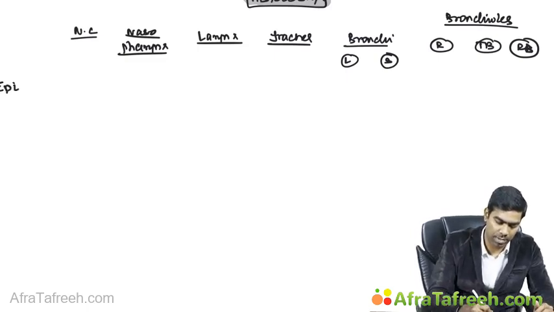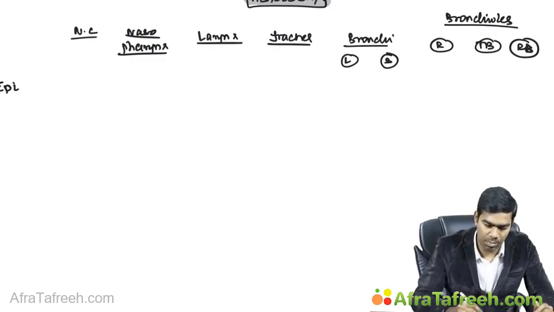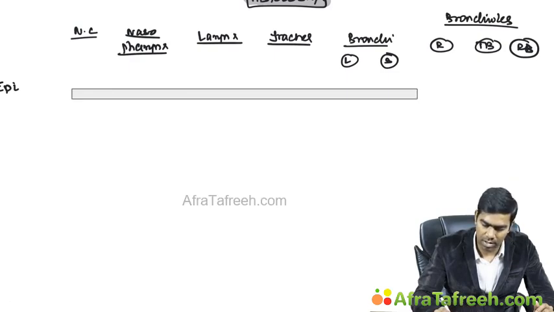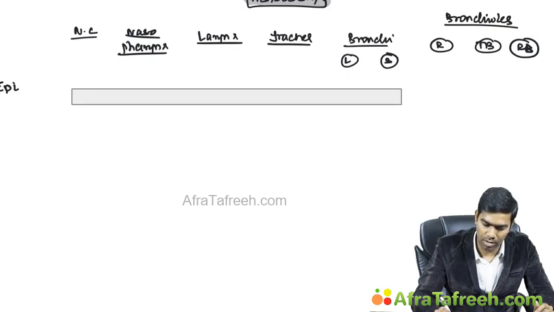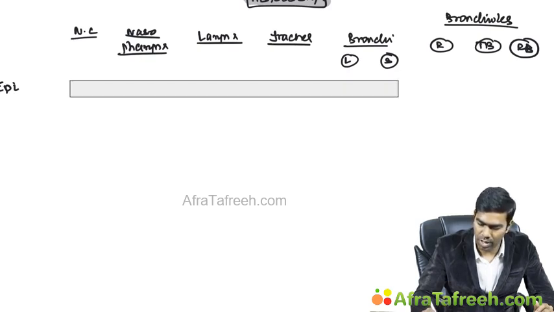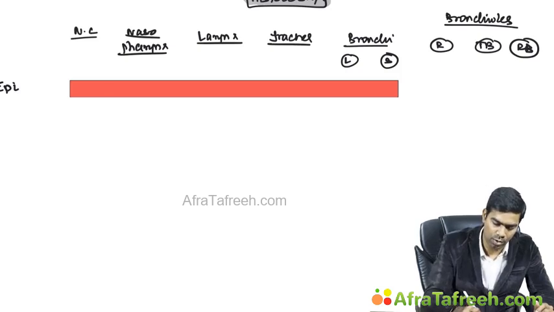The first one is the epithelium. Epithelium-wise, let me put it like this. Till the entire bronchus, let me put a box. From here till your entire bronchus, you're going to have only one type of epithelium. That kind of epithelium is what we refer to as pseudostratified ciliated columnar epithelium.